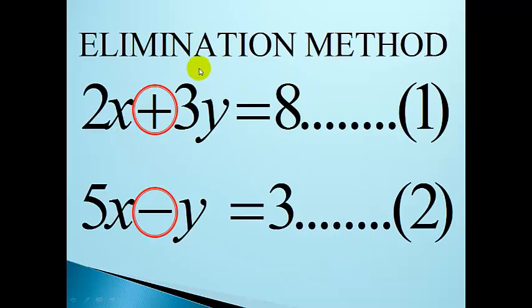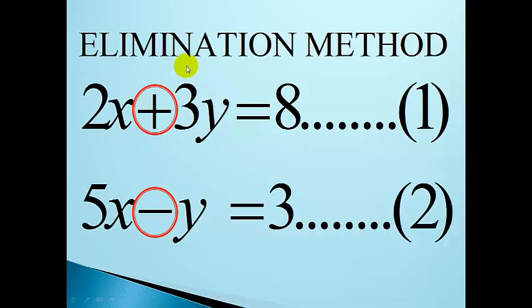Now, let's begin with the elimination method. These are the two equations we are given. We have 2x plus 3y equals 8. Let this be our equation 1. And we have 5x minus y equals 3. Let this be our equation 2.